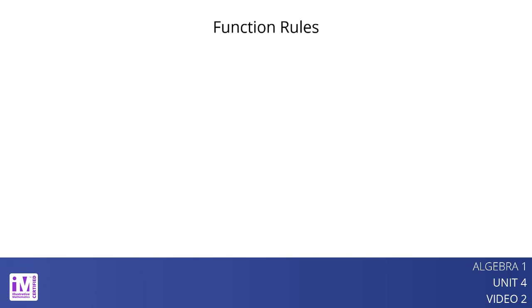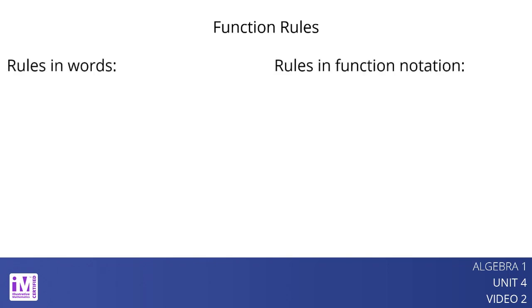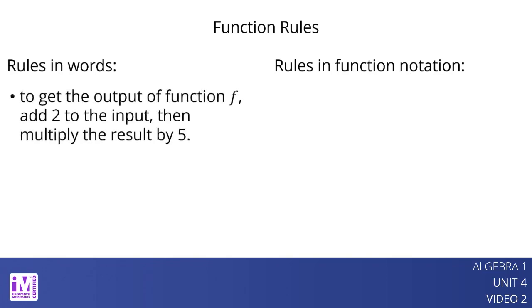Some functions are defined by rules that specify how to compute the output from the input. These rules can be in words or in function notation. For example, a rule in words is to get the output of function f, add 2 to the input, then multiply the result by 5. The same rule in function notation is f of x equals the quantity x plus 2 times 5, or 5 times the quantity x plus 2.